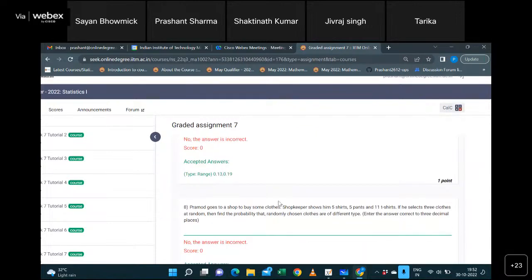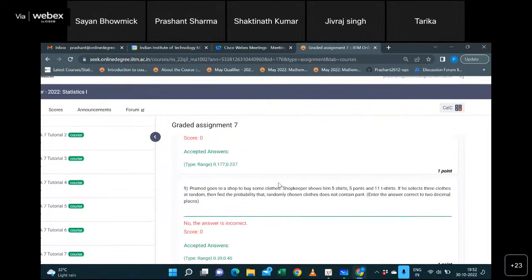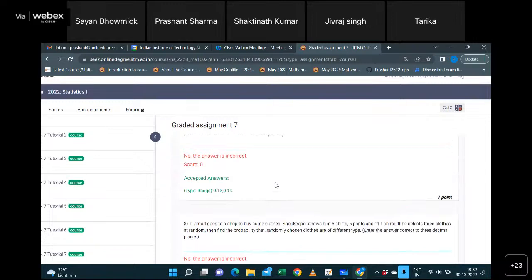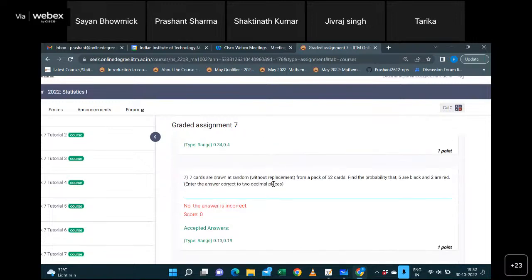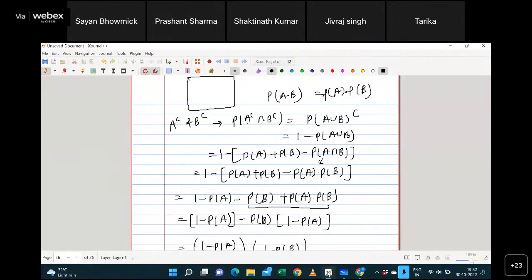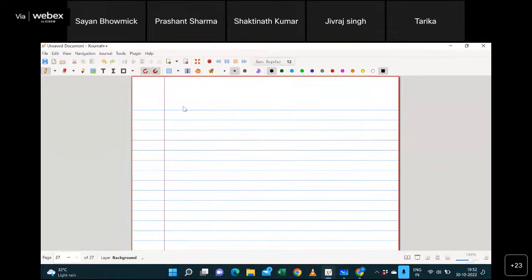Question number 8, 9, 7. I got 7 wrong. So the question is: 7 cards are drawn at random without replacement from a pack of 52 cards. In how many ways can you draw the 7 cards? 52 C7. So this is the total number of ways in which 7 cards can be drawn from 52 cards. Correct?